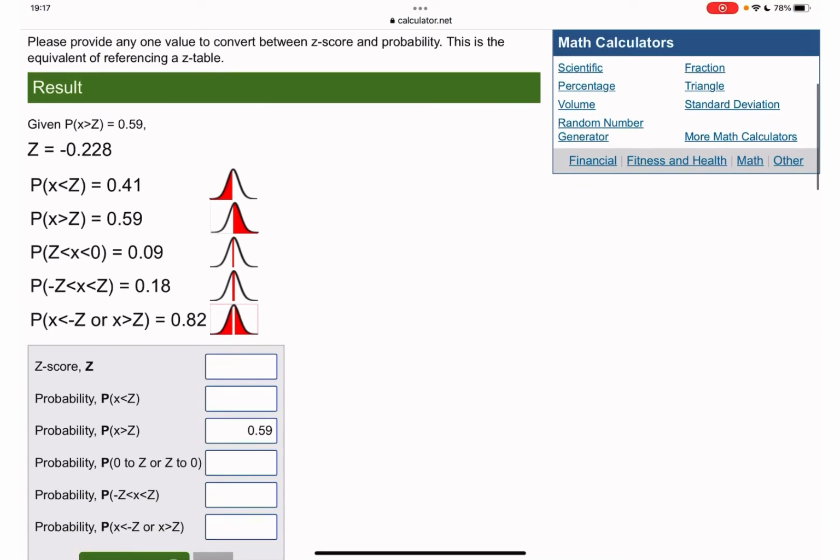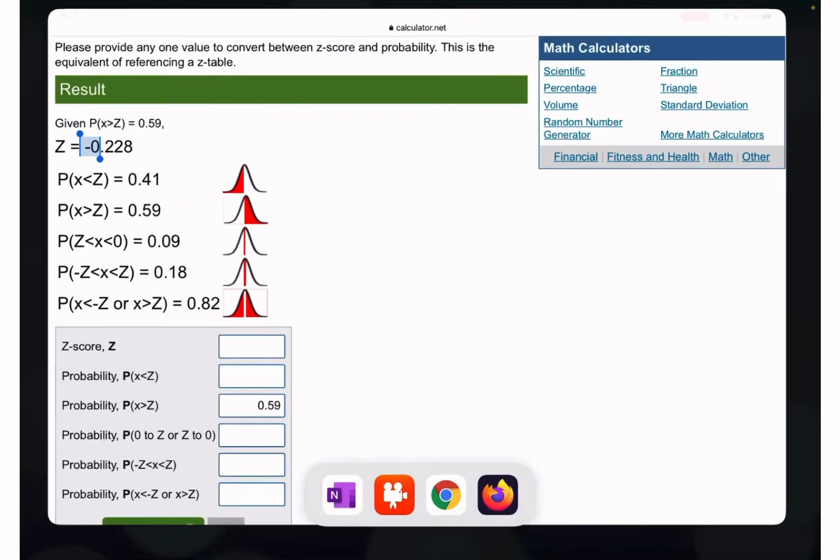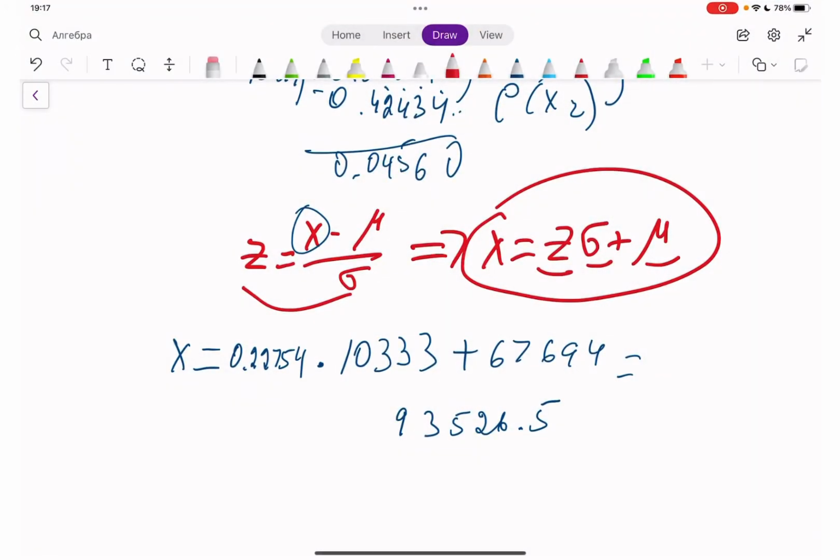Since we placed more than, our probability is going to be 0.59. Oh no, I'm sorry, we don't need the probability, we have it. We need this z-score, negative 0.228. All right? See? It was wrong. So negative 0.228. Let's do the math.